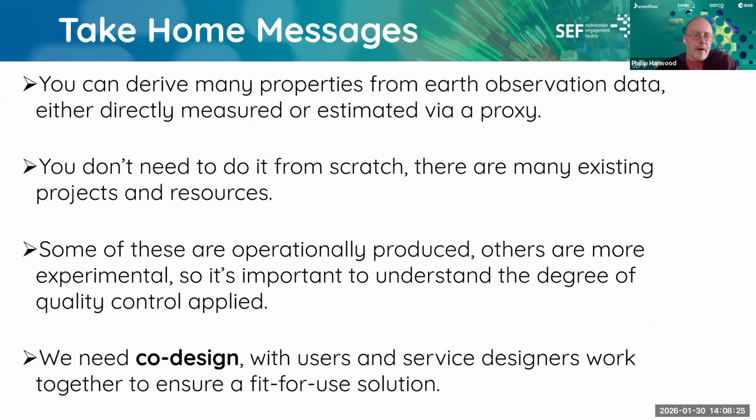One is, and this has been a consistent theme of what we've discussed so far in this series, there are many properties you can derive from Earth observation data, whether it's direct or an estimate via a proxy. You don't need to do it from scratch. There are many existing project resources already out there that you can reuse. Some of these are operationally produced, others more experimental. Some are experimental, still very, very highly quality controlled. So it's very important to understand the details of what you are using and the degree of quality control applied.